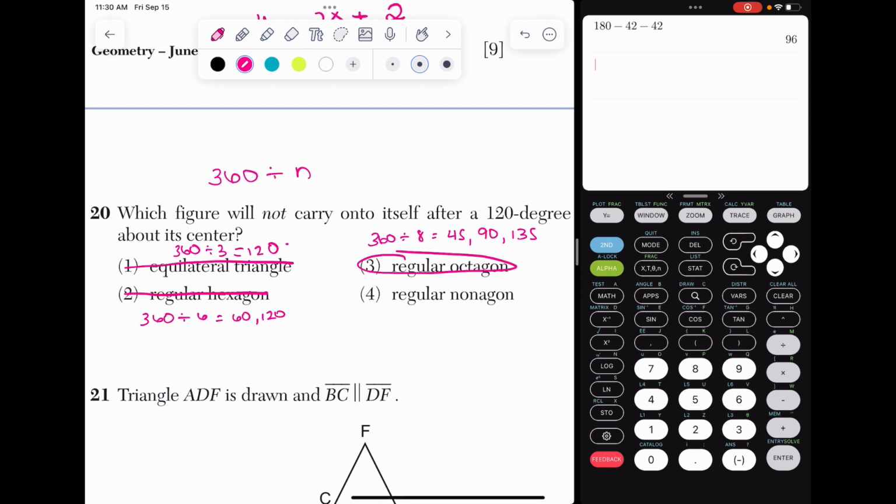Okay, but let's verify. Choice 4 would have been 360 divided by 9. A nonagon has 9 sides. That would give me 40 degrees. And if I continue to find multiples, 80, 120. So choice 4 would also give me 120 degrees. So the answer is definitely 3.